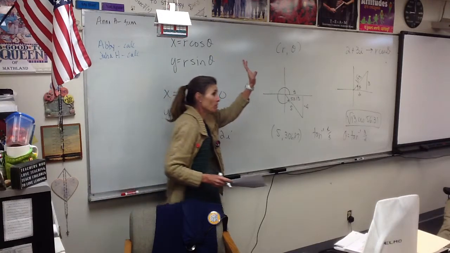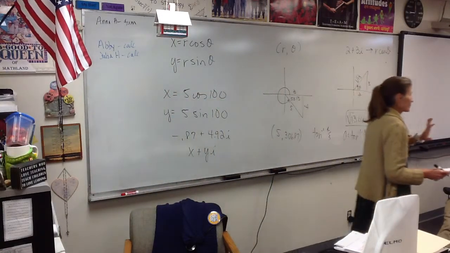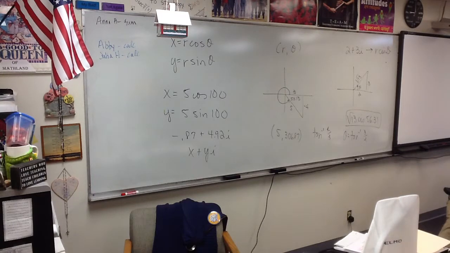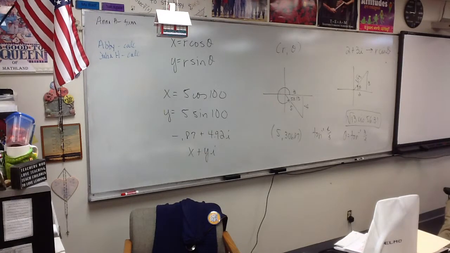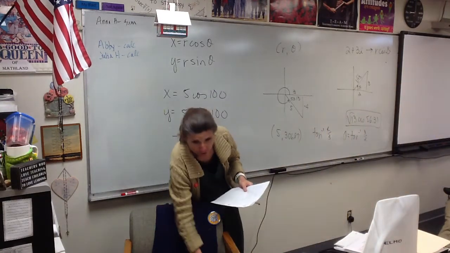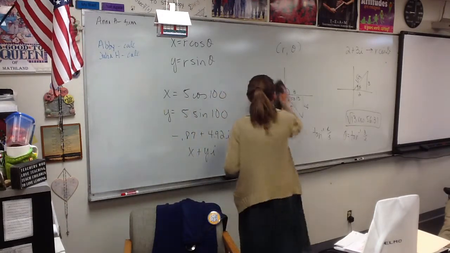I want you to look at problem 1 and problem 4. Did I do basically the same thing in both problems? Yeah. The difference is problem 1 was coordinates. That's an ordered pair. Problem 4 was rectangular form. That's x plus yi. See the difference? Number 5. Convert to a polar equation.